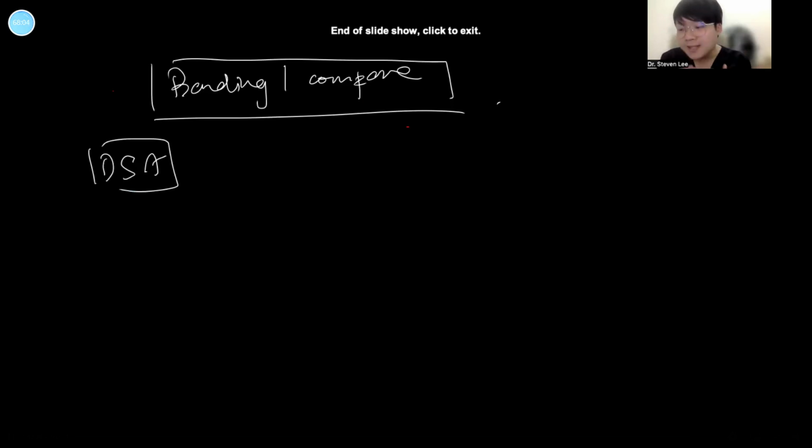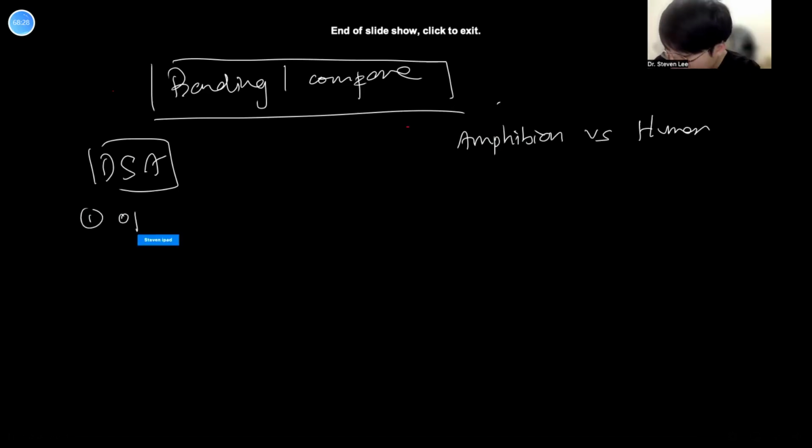So first of all, I would always tell my students, for example, I ask you to compare between, let's say, amphibian versus human. How would you do that? I will suggest you think of the chart first. The chart from the first slide of this part: number 1, you need to tell the examiner, is this open or closed? Terbuka ataupun tertutup?